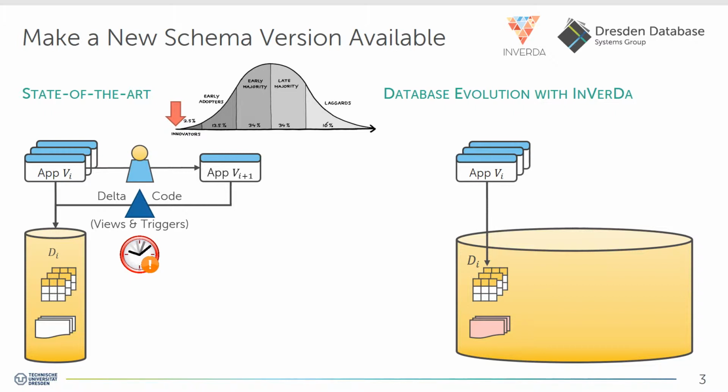To make a new schema version available, the developer would write Delta code, which comprises, for instance, views for reading and triggers for writing. Writing this Delta code is already very time-consuming and error-prone.